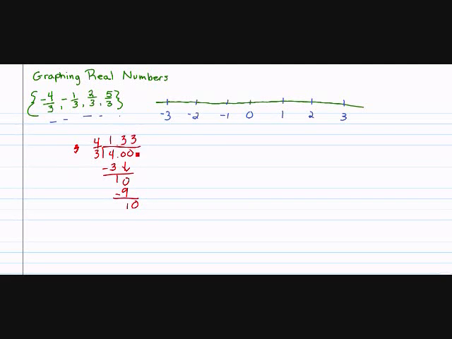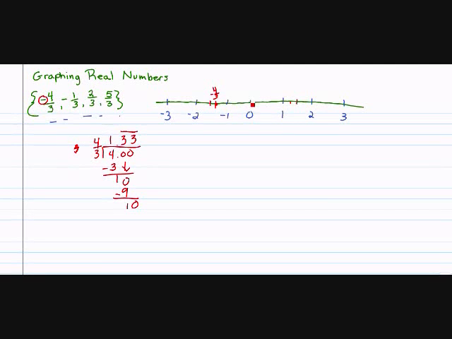Okay, so this is going to repeat over and over and over again. So it's 1.33 repeating. This is a rational number because it does repeat. I look at 1, so I start at 1, 1.5 would be right there. So 1.3 would be somewhere right there. So it'd be negative 4/3 right there.